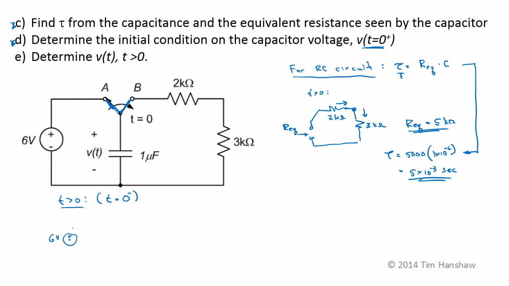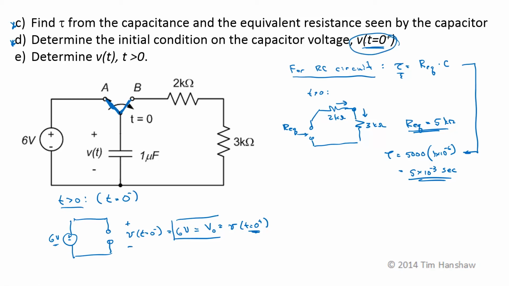So I have a 6-volt source, I have a 1 microfarad capacitor, and this is my voltage, V at t equals 0 minus. But if this switch has been in this position for a long time, the capacitor has had a chance for everything to become constant, since the input voltage is a constant. If everything's constant, then the capacitor looks like an open circuit. If this is an open circuit, then this voltage is just 6 volts, so that's the initial voltage across the capacitor. Again, the capacitor voltage can't change instantly, so the voltage at t equals 0 plus, which is what we want, is found by determining the voltage at t equals 0 minus.